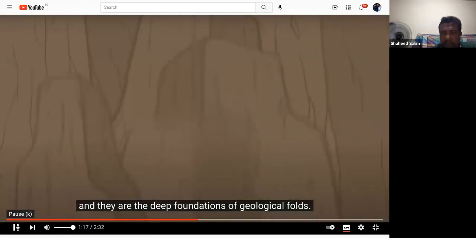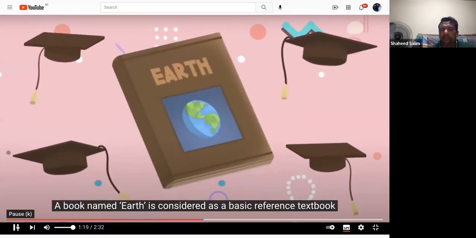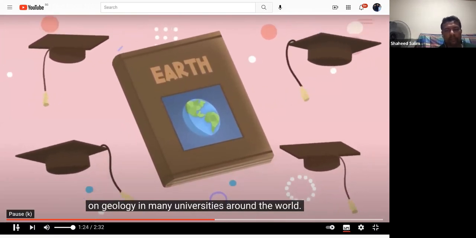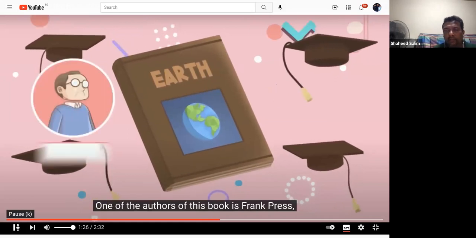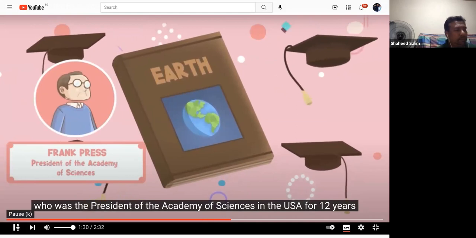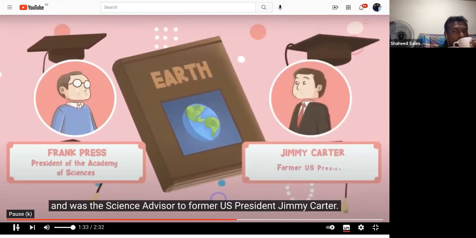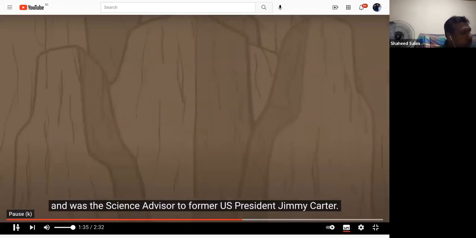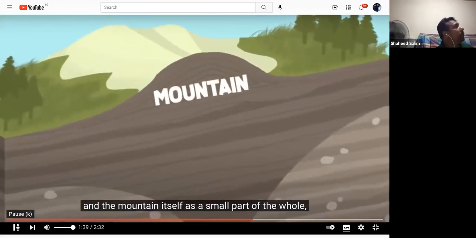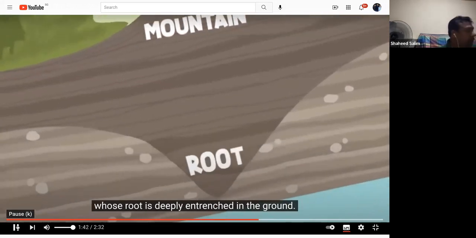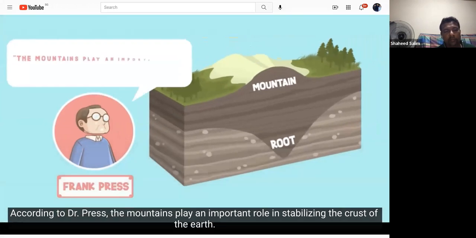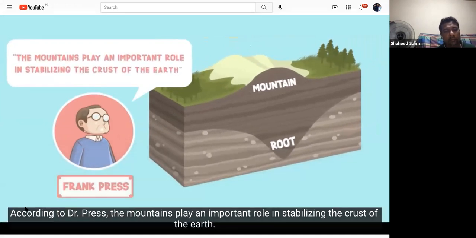of geological folds. A book named Earth is considered a basic reference textbook on geology in many universities around the world. One of the authors of this book is Frank Press, who was the president of the Academy of Sciences in the USA for 12 years and was a science advisor to former US President Jimmy Carter. In this book, he illustrates the mountain in a wedge shape, with the mountain itself as a small part of the whole, whose root is deeply entrenched in the ground. According to Dr. Press, the mountains play an important role in stabilizing the crust of the earth.